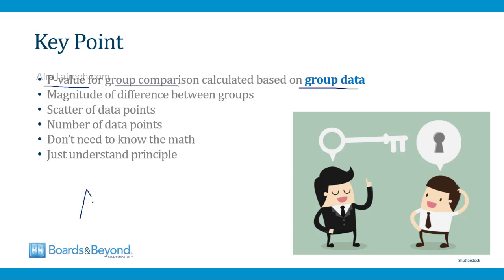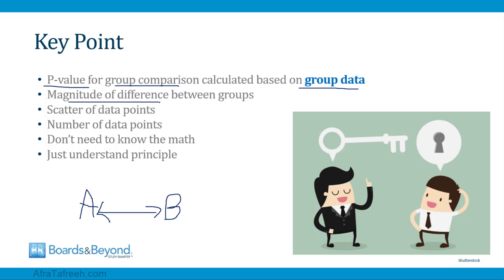So let's imagine we have two groups, Group A and Group B, and we collect a number of data points for each group. And we want to compare the two groups to decide whether or not the differences between groups are real. Remember, the lower the p-value, the more likely the differences between the groups are real and not due to chance. One thing that will influence the p-value is the magnitude of the difference between groups. If there's a very large difference between groups, that means that the differences are more likely to be real and not due to chance, and that will tend to lead to a lower p-value.